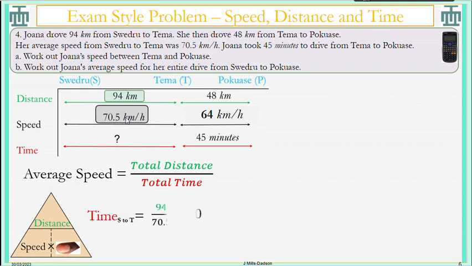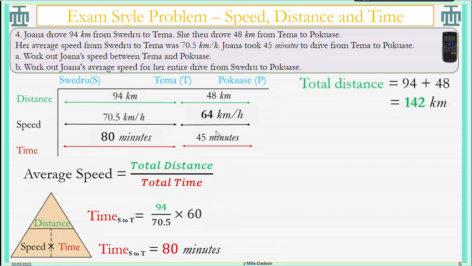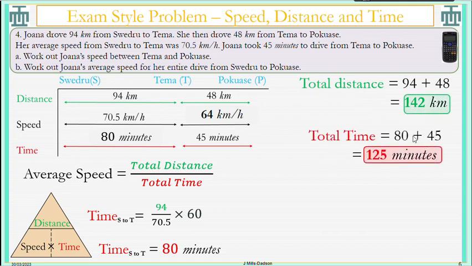So I'm going to divide 94 kilometers by 70.5. And when I divide, I need to multiply it by 60, because I want to get the answer in minutes, so that I'll be able to add the two times in minutes. So when I do that, I'll get the answer as 80 minutes. Now that I know the answer as 80 minutes, I can now add the times and add the distances. Total distance is 94 plus 48, 142. Total time, 80 minutes plus 45 is 125 minutes.